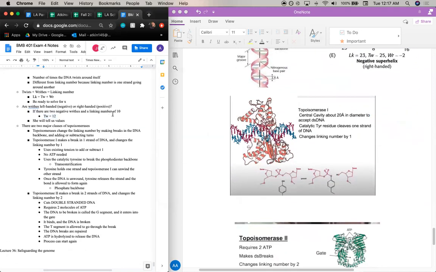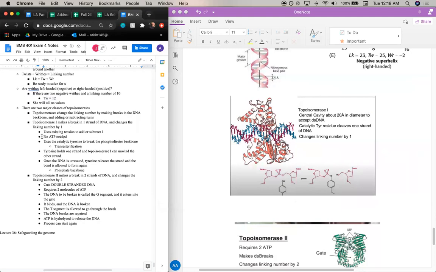There are two major classes of topoisomerases. So topoisomerases change the linking number by making breaks in the DNA backbone, adding or subtracting turns. Okay, cool. So we've already learned that's a thing, and now we know what's going to do that thing. So topoisomerase 1 makes a break in one strand of DNA and changes the linking number by 1. Very convenient they got it right and named topoisomerase 1 for when it changes the linking number by 1. So I took the figure from the slide here just because I'm not super familiar with topoisomerase, and also that's kind of a cool looking structure, so why not?